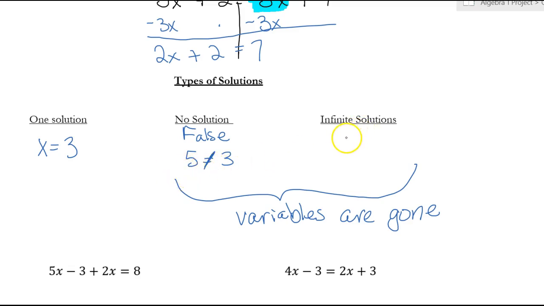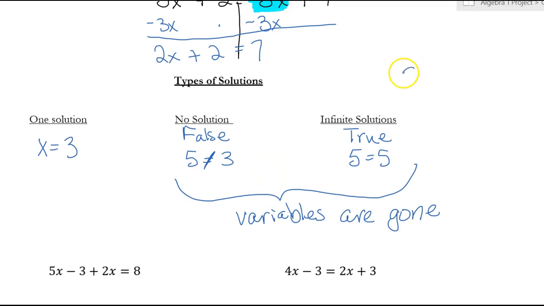An infinite solution is something that always works. So this is a true statement. And for a true statement, it would be something like 5 is equal to 5, because 5 always equals 5. Okay, so when your variables are gone, this is what happens.